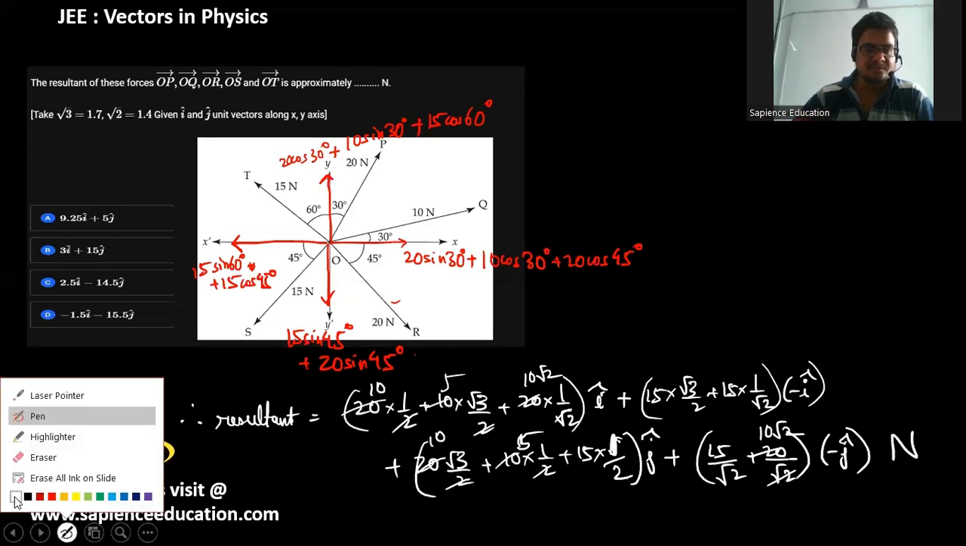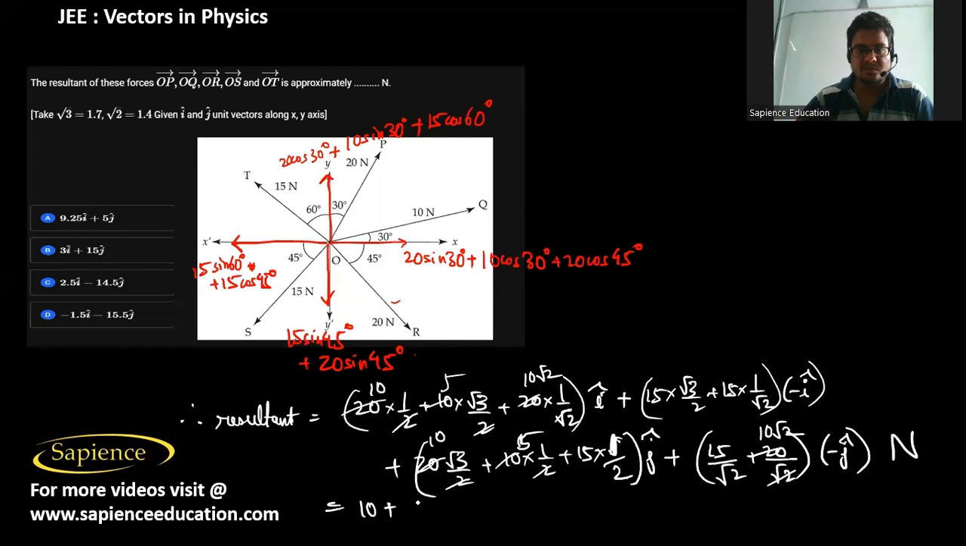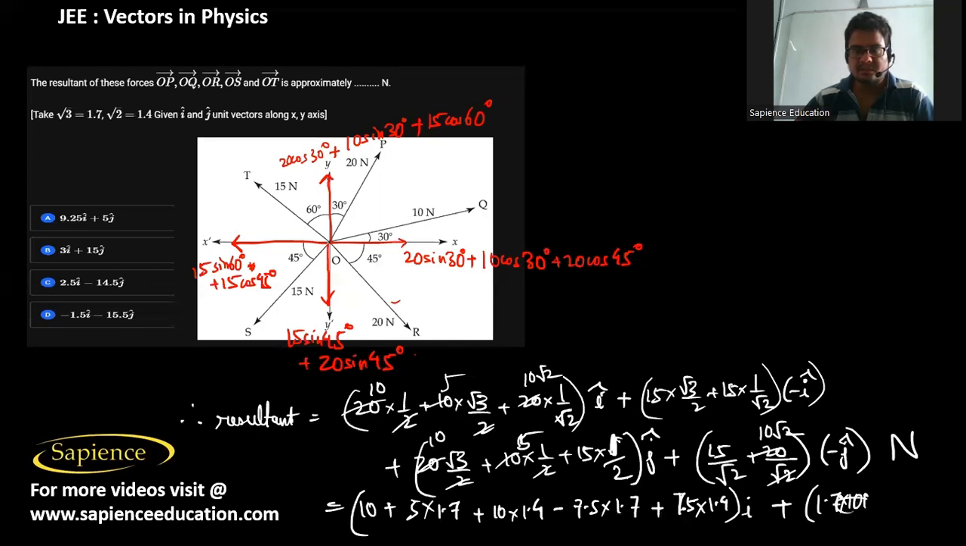So here, this will be 10 plus 5 root 3. So 5 into 1.7 plus this is 10 root 2. So 10 into 1.4 minus this is 15 by 2 into root 3. That is 7.5 into 1.7 plus this is 15 by 2 into root 2, I can say that is 7.5 into 1.4. So this is I cap. And plus for j cap, this will be 10 root 3. So 1.7 into 10. Sorry.